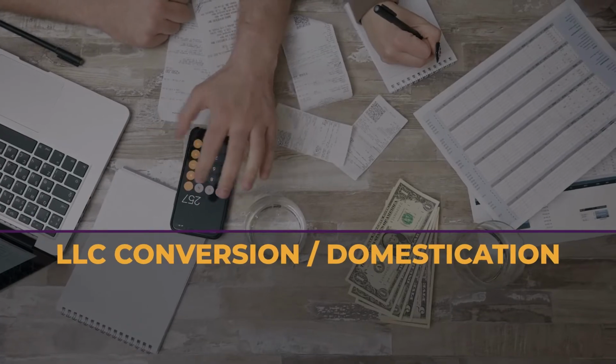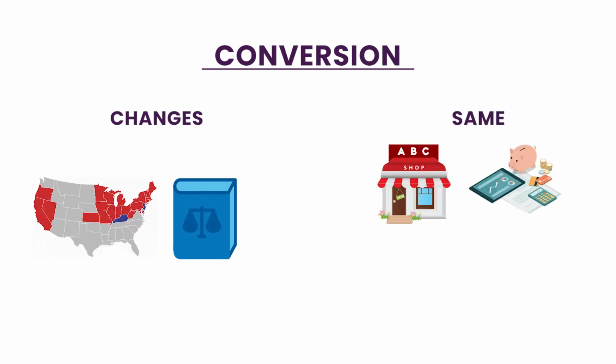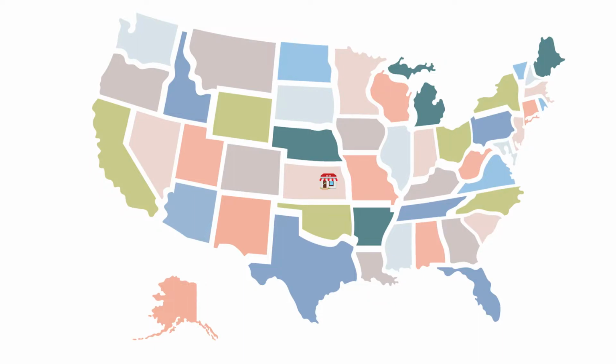Next is LLC Conversion and Domestication, two terms for the same legal procedure that involve entirely moving the LLC. Conversion changes which state laws and reporting requirements apply to your LLC while keeping the same name, bank accounts, and ID, and you won't need to update old contracts. This method is generally your best choice when permanently moving your business from one state to another.